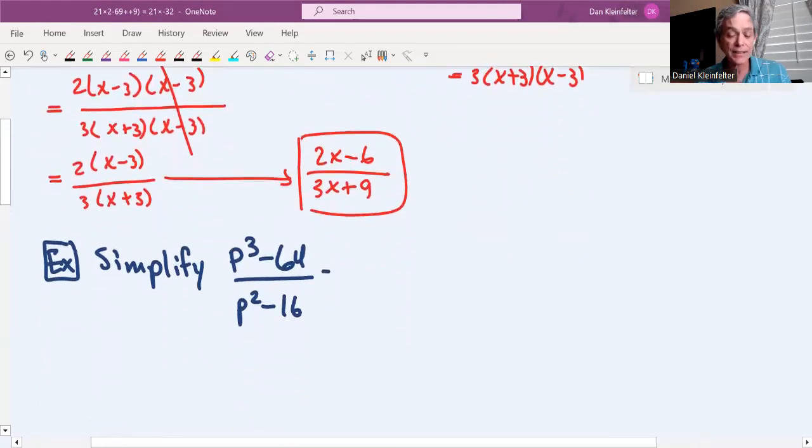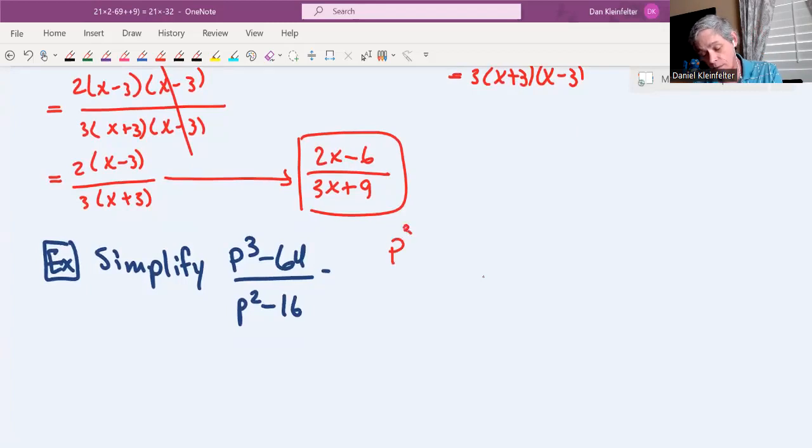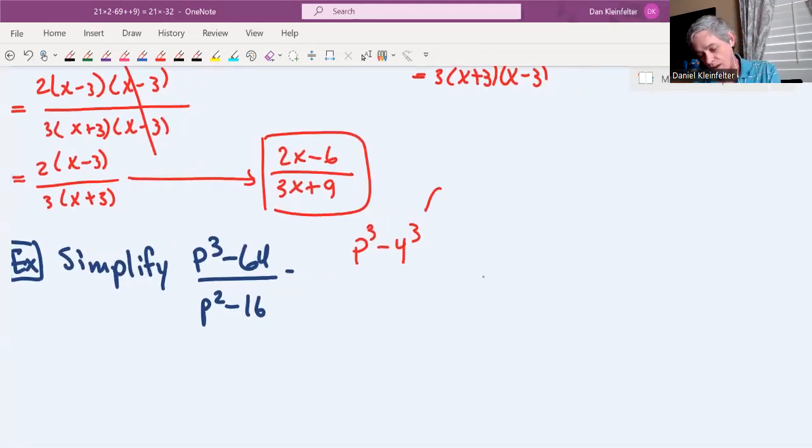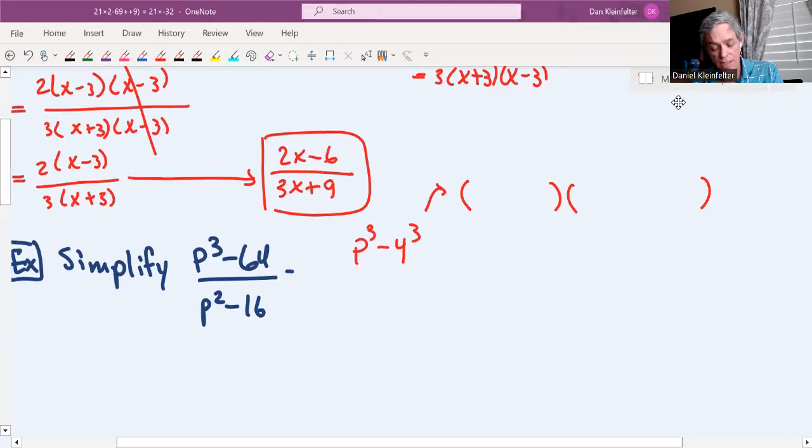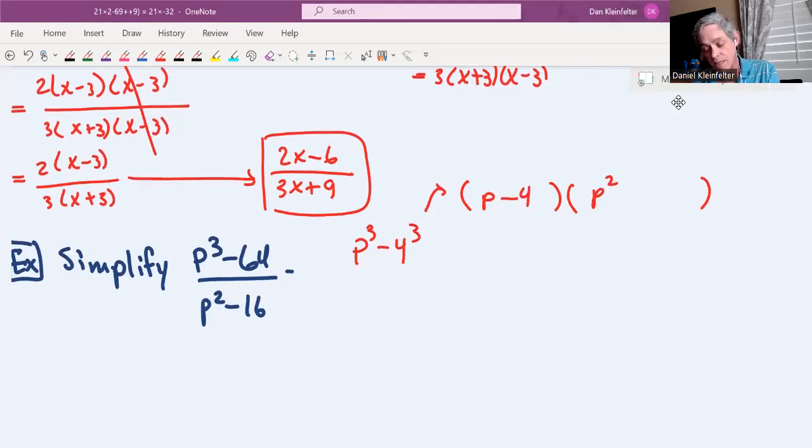Next up, we have in the top a difference of cubes. That's going to be p cubed minus 4 cubed. So you're going to have to remember how to factor that. Factoring a difference of cubes gives a binomial times a trinomial. The binomial is the difference of the two things that got cubed. So here we'll have p minus 4. Then we'll have p squared. Remember the sign is opposite. So plus 4p plus 16.